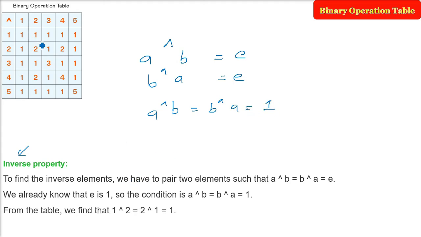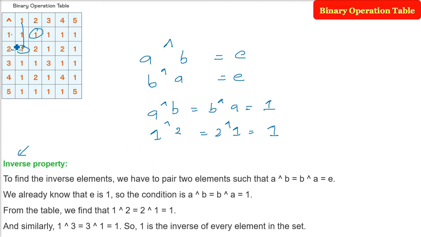So 1 cap 2, 2 cap 1. 1 cap 2 is what? 1. And 2 cap 1 is also 1. You see from the table, 1 cap 2 and 2 cap 1, they both are 1. That means 1 and 2 are the inverse of each other. You can also do 1 cap 3 and 3 cap 1. You will also see that this will also give you 1. And you can go on like that to actually confirm that the inverse property actually holds, and this one was the identity, and the inverse property holds here.